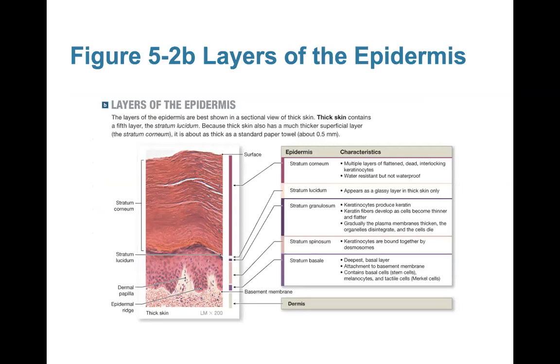Thick skin contains a 5th layer, the stratum lucidum. Thin skin will not have that particular layer. Thick skin also has a much thicker superficial layer, the stratum corneum. It is about as thick as a standard paper towel, as I mentioned. So let's look at these different layers here.